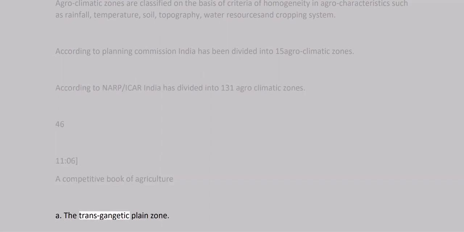A. The Trans-Gangetic Plain Zone. It consists of Punjab, Haryana, Union Territories of Delhi and Chandigarh, and Ganganagar district of Rajasthan.